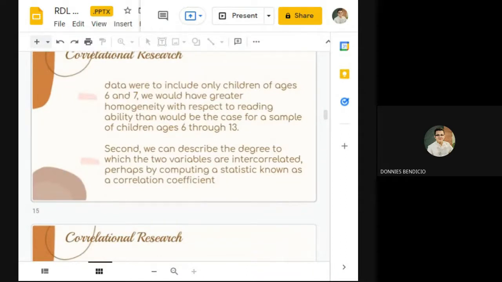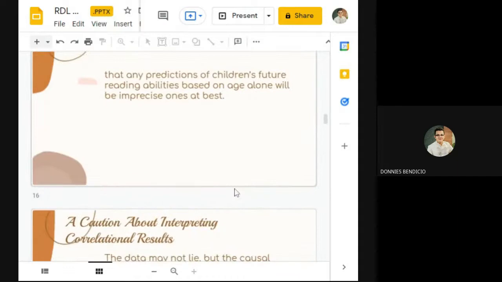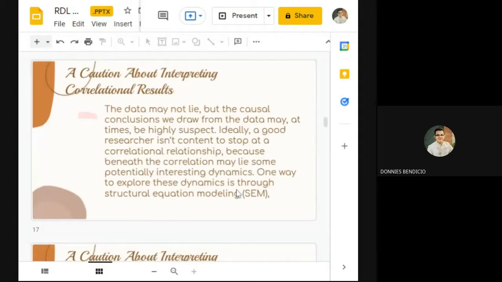So second, we can describe the degree to which the two variables are intercorrelated, perhaps by computing a statistic known as a correlation coefficient. So that any predictions of children's future reading abilities based on age alone will be imprecise once tested. Okay, so a caution about interpreting correlational study. Again, the data may not lie, but the causal conclusions we draw from the data may at times be highly suspect.